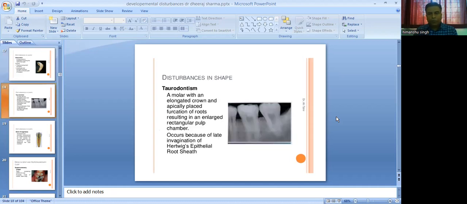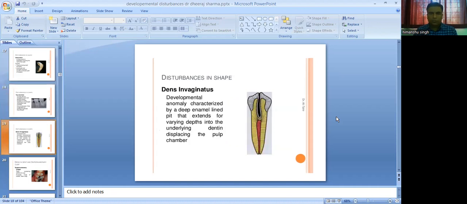Then we have taurodontism. It is the condition when a molar with an elongated crown and a tightly placed apical position of the roots are seen, resulting in an enlarged rectangular pulp chamber. It occurs because of late invagination of Hertwig's epithelial root sheath. Disturbances in the shape.